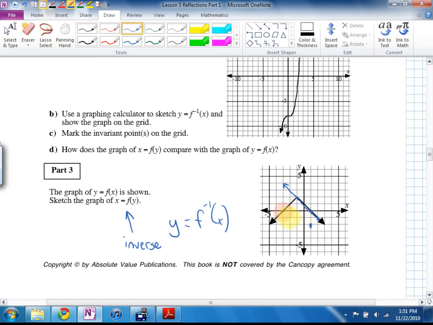That blue graph is the inverse of the black graph, and I'll prove it to you. Do you remember what reflection inverse was around? It was around the line y equals x. If I draw a line going through 1,1; 2,2; 3,3; 4,4; 5,5; 6,6; 7,7; 8,8; -1,-1; -2,-2; -3,-3, those are reflections of each other.